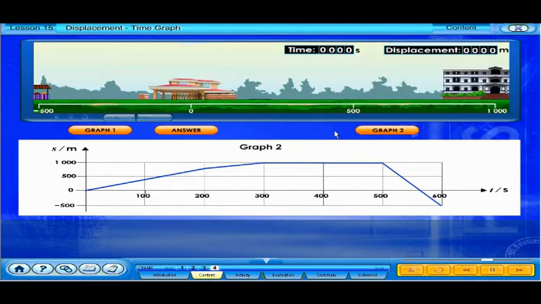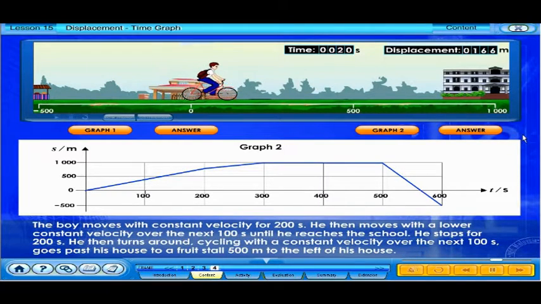Based on the graph, describe the motion of the boy. The boy moves with constant velocity for 200 seconds. He then moves with a lower constant velocity over the next 100 seconds until he reaches the school. He stops for 200 seconds. He then turns around, cycling with a constant velocity over the next 100 seconds, goes past his house to a fruit stall 500 meters left of his house.